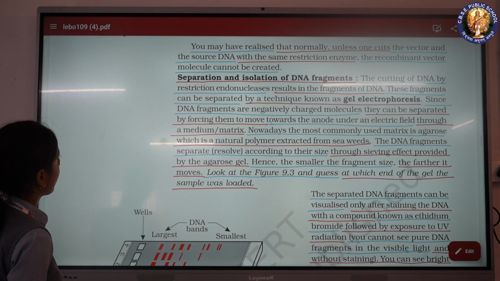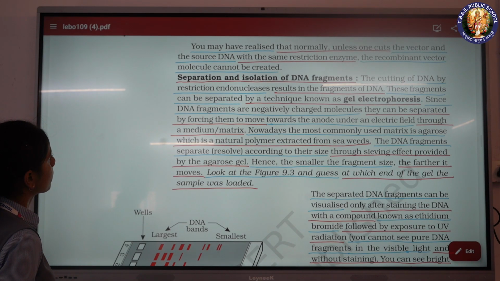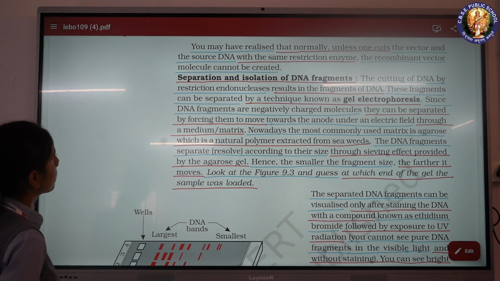You may have realized that normally, unless one cuts the vector and the source DNA with the same restriction enzyme, the recombinant vector molecule cannot be created.